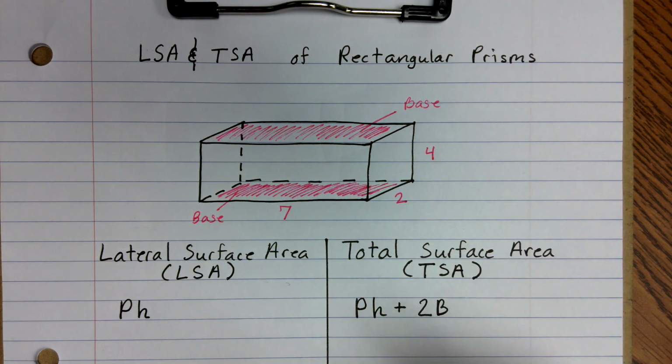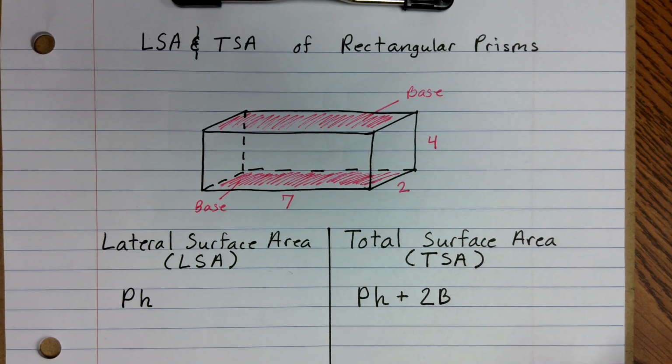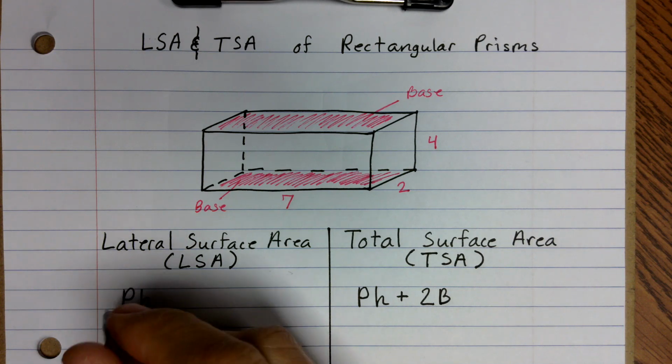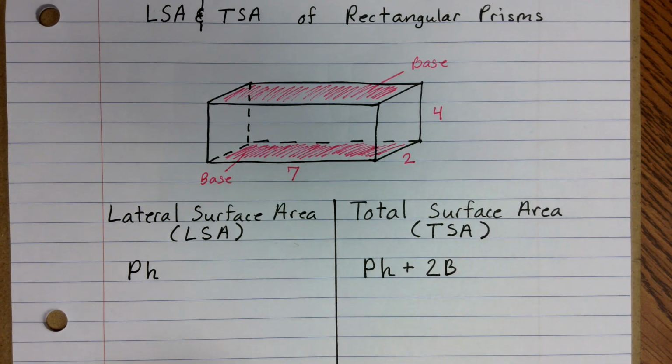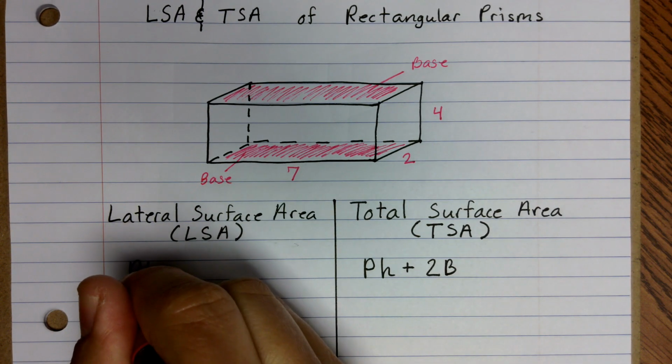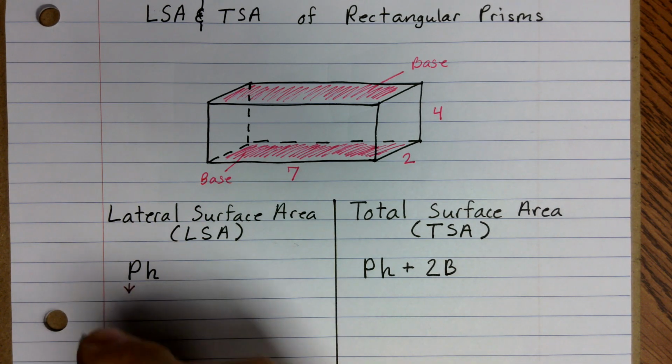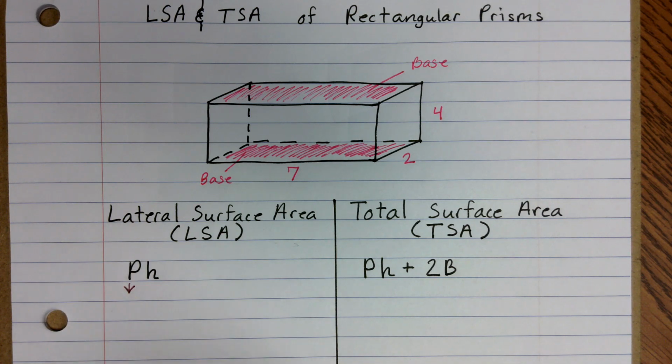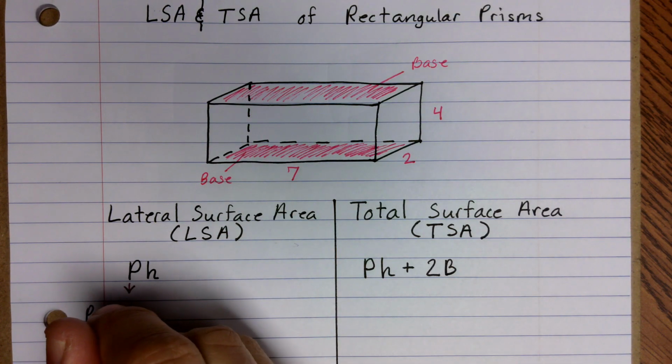Now the reason that's important is because we're going to be taking some measurements from the base as we're trying to find the lateral surface area and total surface area. And this will also relate when you get into volume of these types of shapes later on. Now notice for lateral surface area, what we call LSA, it's equal to P times H. I do want you to keep in mind that when we talk about the variable P, we're actually talking about the perimeter. So I'm going to write that out. That is the perimeter.